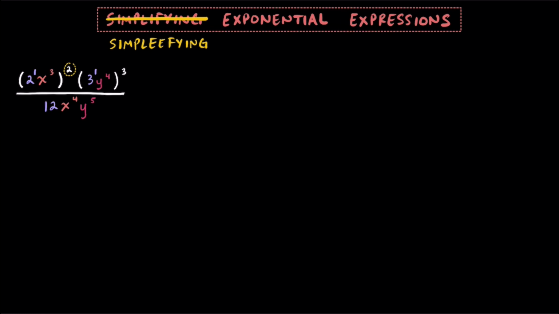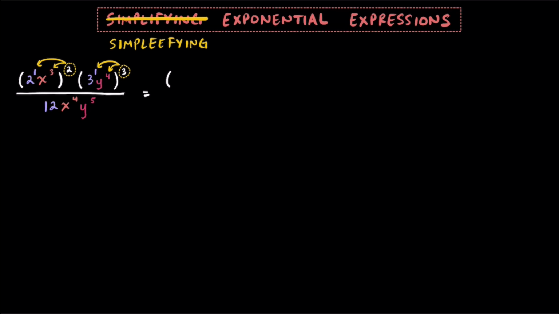So this 2 over here is going to be applied to this 2 to the first power, and it's going to be applied to this x to the third power, as well as this 3 over here. This 3 is going to be applied to both bases in this parentheses. So it's going to be applied to this one and to this one. So I like putting those 1s in just because sometimes we forget to apply the power on the outside to those coefficients as well.